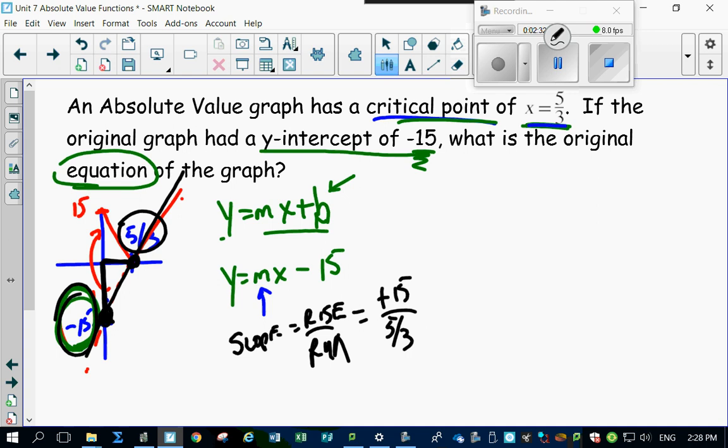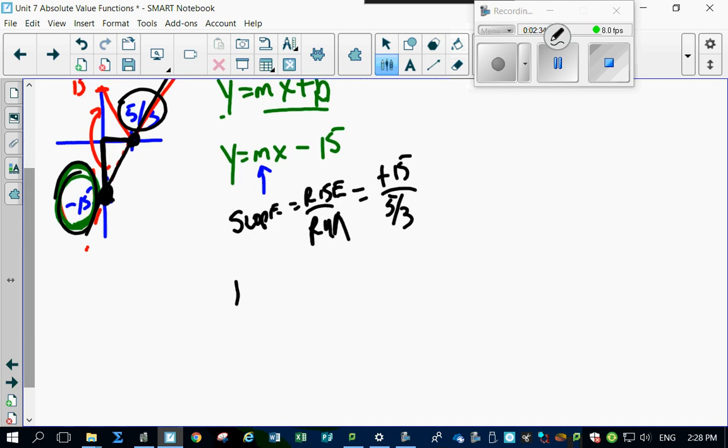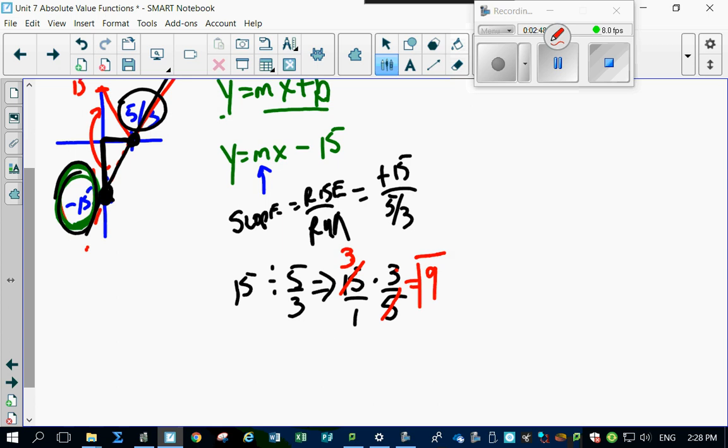Figuring this out is actually kind of easy because this is 15 divided by 5/3, or 15 times 3 over 5. Check this out. 5 goes into 15 3 times. 3 times 3 gives you a slope of 9. So your equation is y equals 9x minus 15, and that's what was absolute valued to give you this V function. Okay, now I promised you I'd show you two different ways of doing this, which is really unique. Now, here we go.